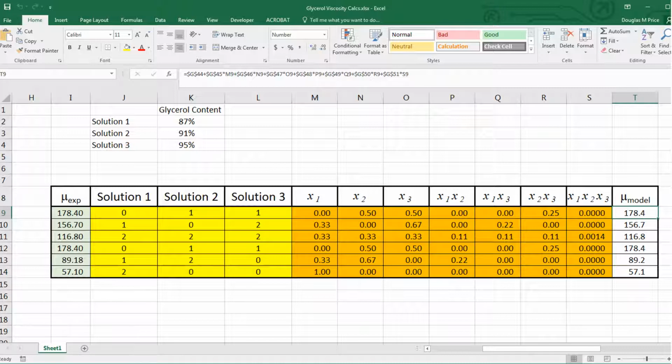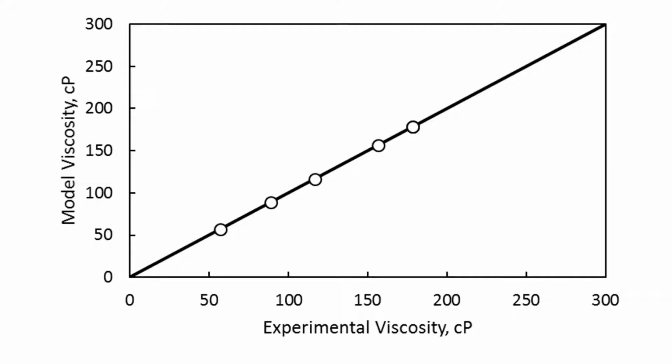The best way to take a look at that is to plot it, where I have the model viscosity in centipoise on my y-axis and the experimental viscosity in centipoise on my x-axis. And notice that the data points that we collected fall on a straight line whose slope is equal to 1 and intercept is 0. That means our model viscosity is exactly identical to our experimental viscosity. So we have a good model to predict viscosity just based on composition.